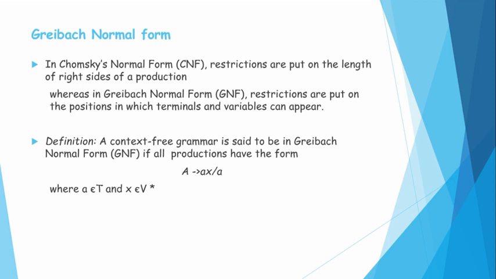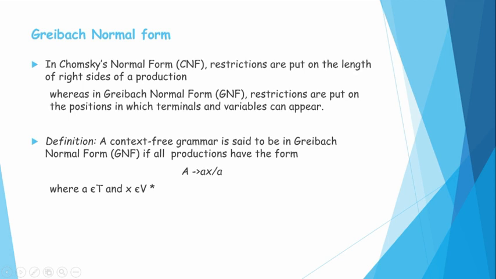The definition of GNF is, a context-free grammar is said to be Greibach normal form if all the productions have the form that is A deriving aX, where A is a non-terminal, this is production symbol, and a is a terminal and followed by anything X. Where a belongs to terminal and X be any variable.